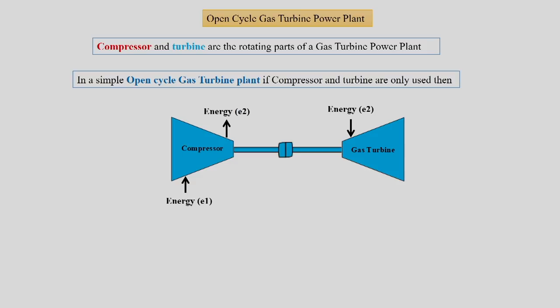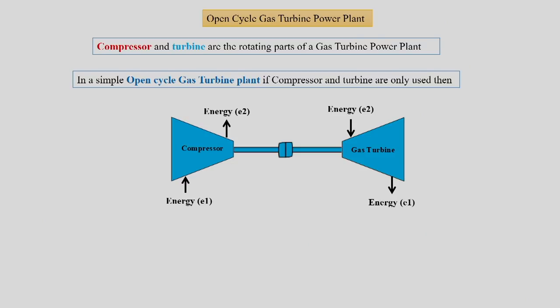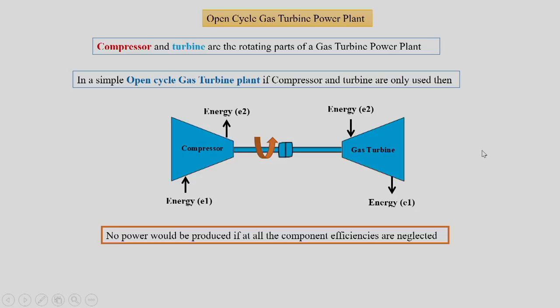And we know again that gas turbine or turbine is a work producing machine. Since it is a work producing machine, it will extract the energy from the working fluid. And since it is extracting energy from the working fluid, after passing through the gas turbine it will again have energy E1. Obviously, my assumption over here is that both compressor and turbine have 100% efficiencies. They are very smooth, frictionless devices, so they are ideal compressors and ideal turbines.